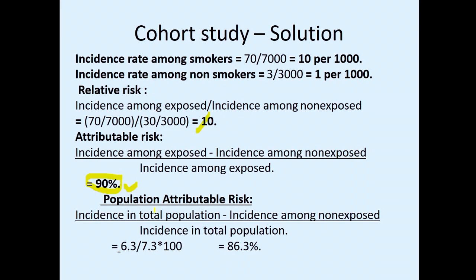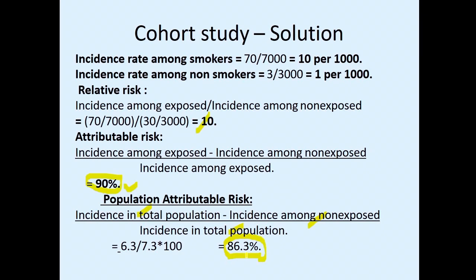Population attributable risk is given by the formula incidence among the total population minus incidence among the non-exposed divided by total population, which will yield 86.3%. So if we remove smoking from this community, we will reduce 86.3% of cases from the community. So that is the interpretation for population attributable risk.